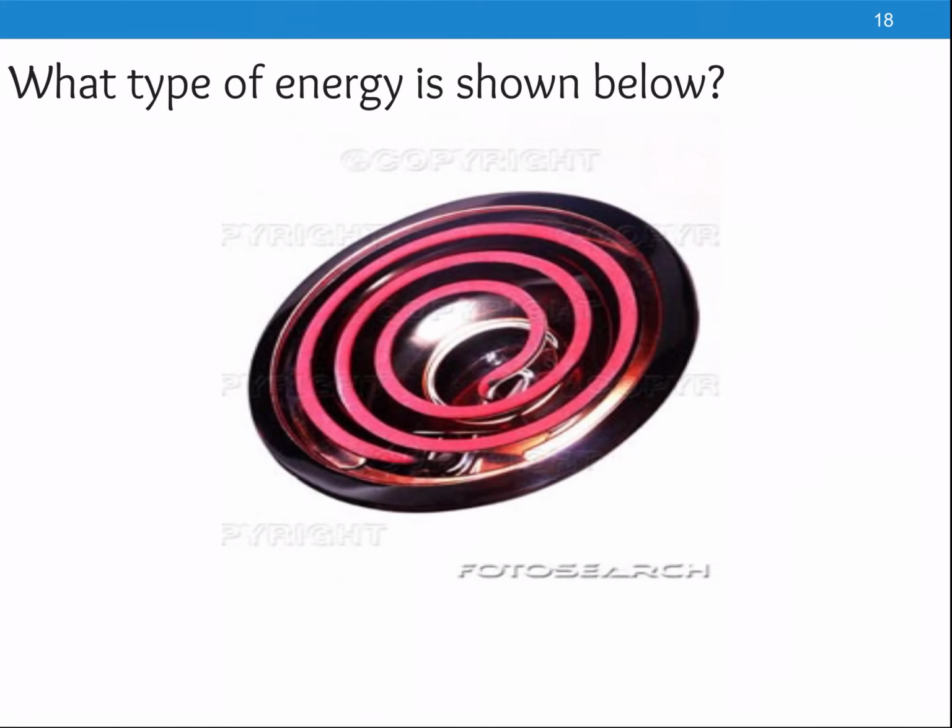All right, and last one, type of energy is shown below. Again, if you need to pause the video, go right ahead. We're going to go over the answers in 3, 2, 1. This is thermal energy. And if anybody also said electrical energy, since the stove would be plugged in, that would also work. But it is giving off thermal energy because it's giving off heat.